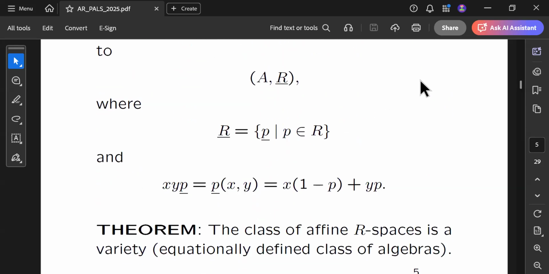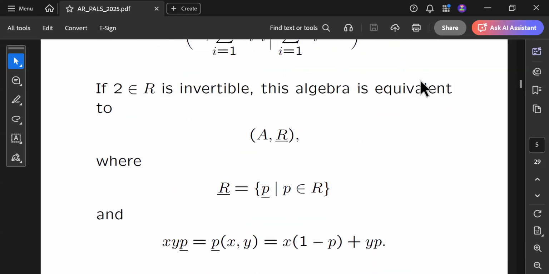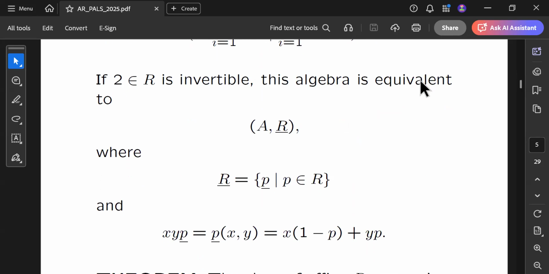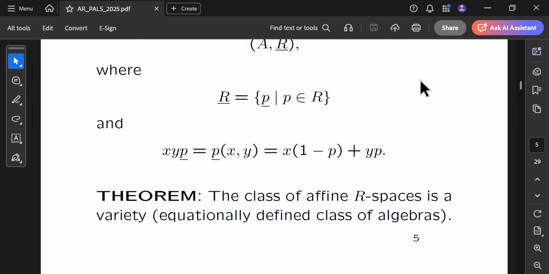These algebras have two very interesting, important properties. The first one is that these algebras really correspond to and describe precisely affine spaces defined in a traditional way. And the proof may be found in our book on modes, for example. And the second very important property is that for a given ring R, the class of affine R spaces is a variety, the equationally defined class of algebras.